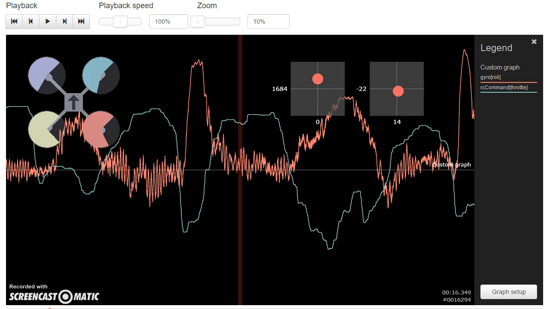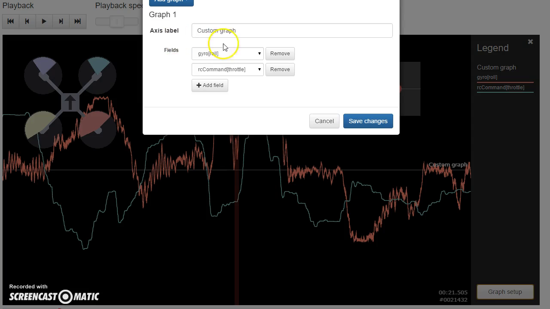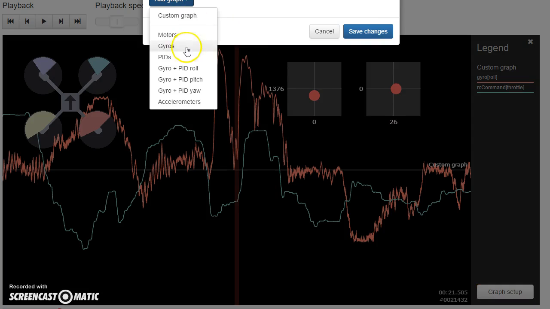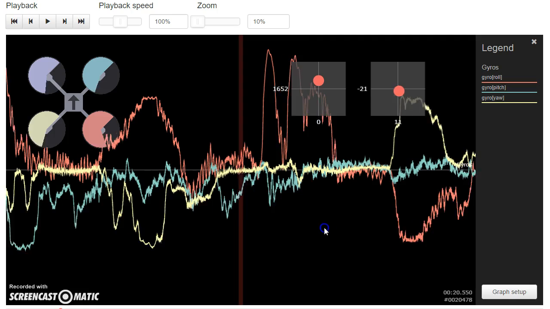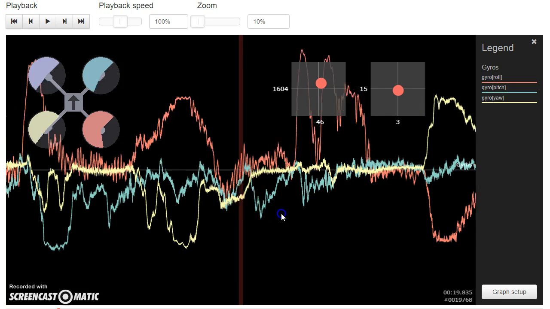So I went to your gyros and I zoomed all the way out. And actually, hang on, let me fix this. There. I went to your gyros and I zoomed all the way out, and your gyros do not look particularly thick. So there you go. That tells the tale. I would not say you need more filtering based on what I'm seeing here.